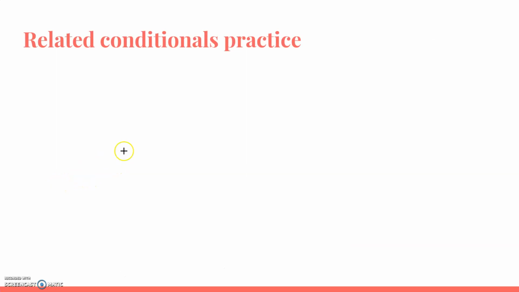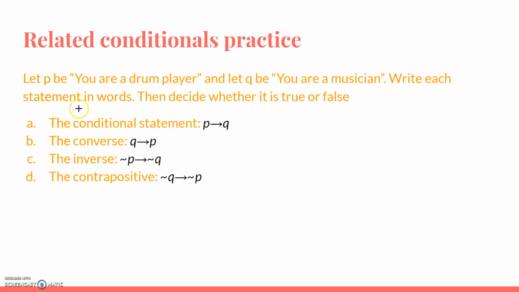Alright, so here's some practice with the four terms that we just learned. Let P be you are a drum player, and let Q be you are a musician. Write each statement in words, then decide whether it is true or false. You're going to want to write it in four ways: the conditional statement, P to Q, the converse, Q to P, the inverse, negated P to negated Q, and the contrapositive, negated Q to negated P. Pause the video, try this out, come back, and I'll give you the answer.